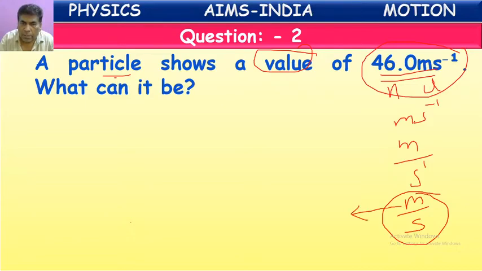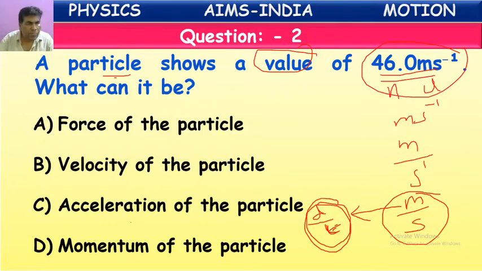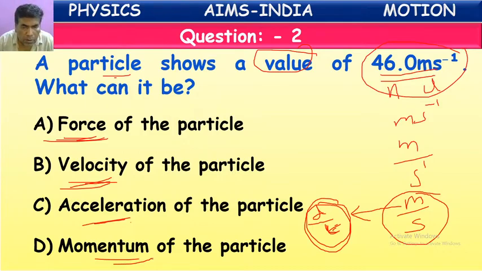What is meter? Meter stands for distance. What does second stand for? Time. So what is d by t? Distance by time, the ratio of distance to time. Let's see the options. The first option: force of the particle. Second option: velocity of the particle. Third option: acceleration of the particle. Fourth one: momentum of the particle. What is the correct answer?